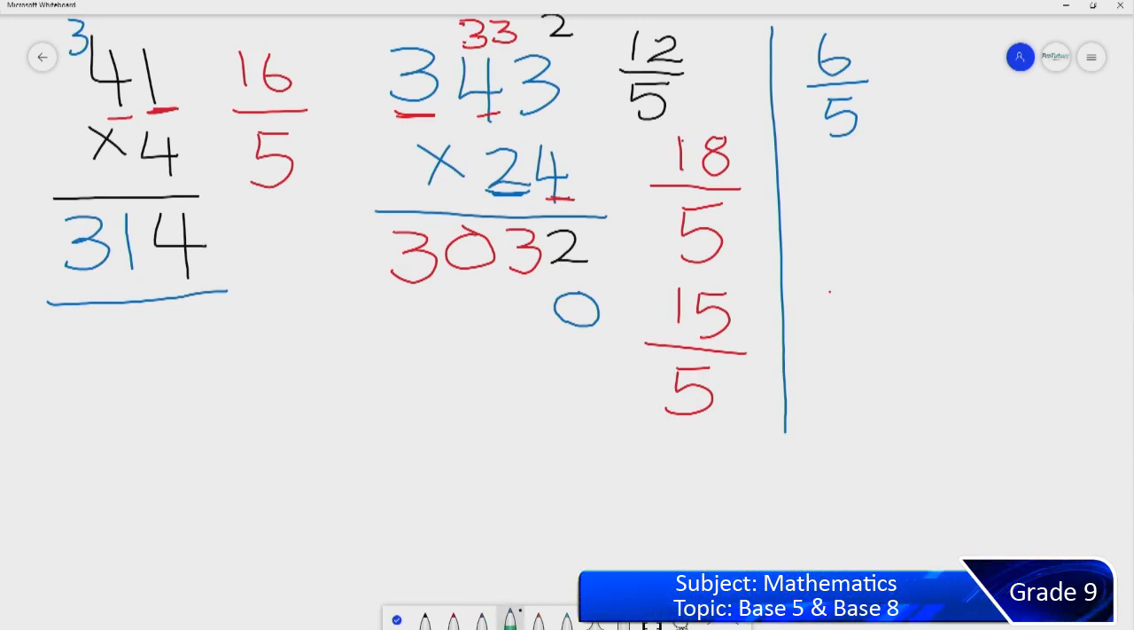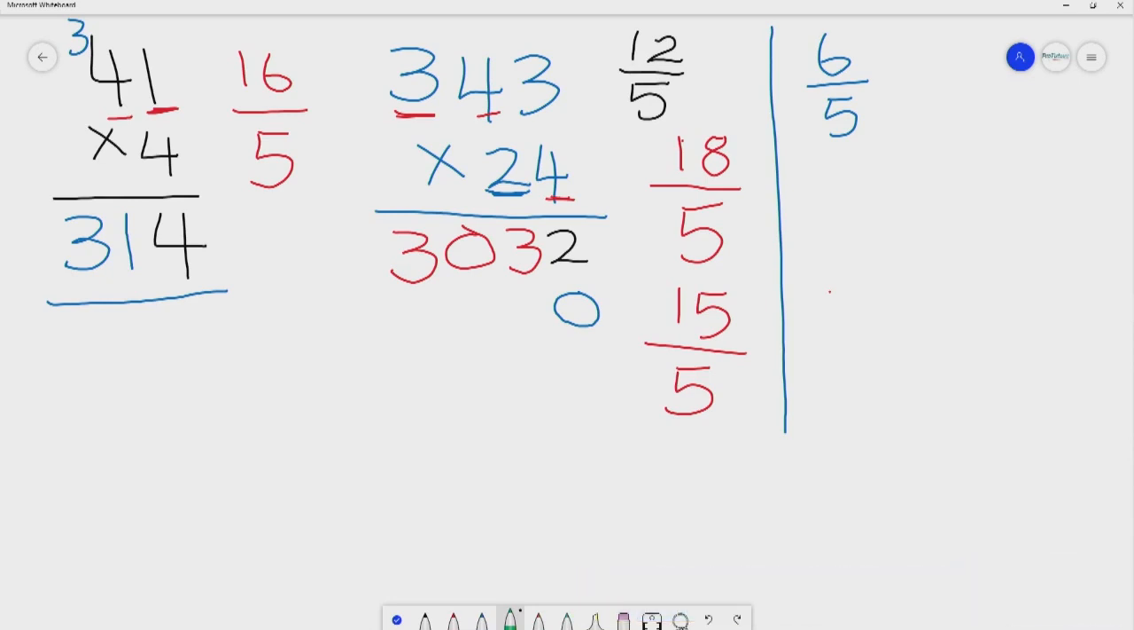6 could go into 5 1 time. I'm going to write it. Let me just, since we're finished with these, move this so I won't confuse you. So 6 divided by 5 is 1, and we have 1 remaining. So we write that there.